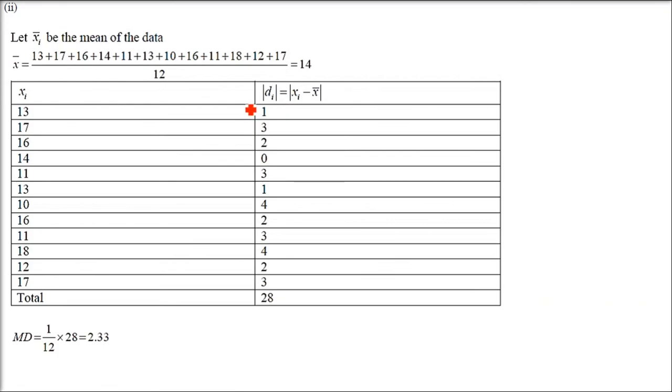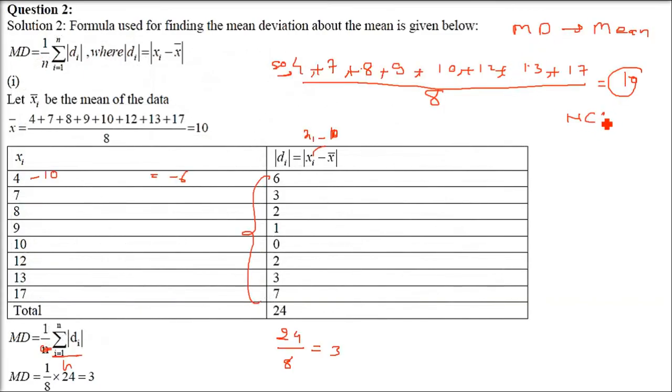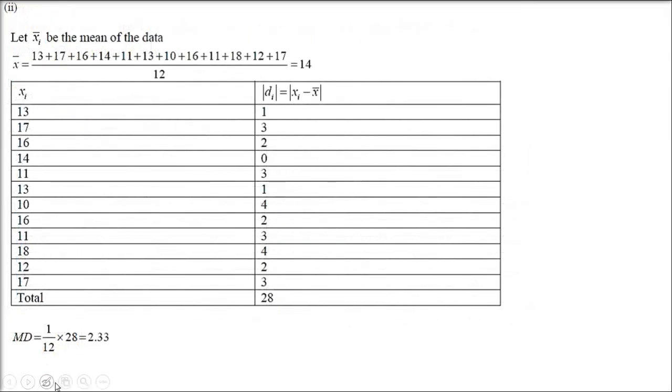So now we have here 12 numbers. The only change from the previous question is that here 12 numbers are there. This is an NCERT question. Next one is also an NCERT question. This is also an NCERT question. Let me change the color.